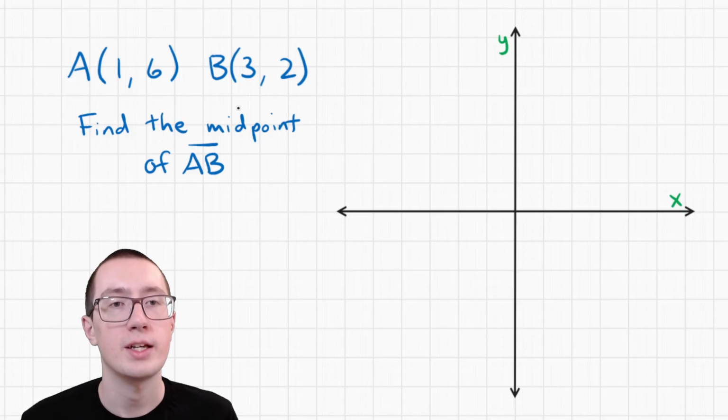It's time to learn how to use the midpoint formula, and you'll never guess what it does: it finds the midpoint. So here's our first example. In this case, we have a point A and a point B, and we need to find the midpoint of those 2 points.